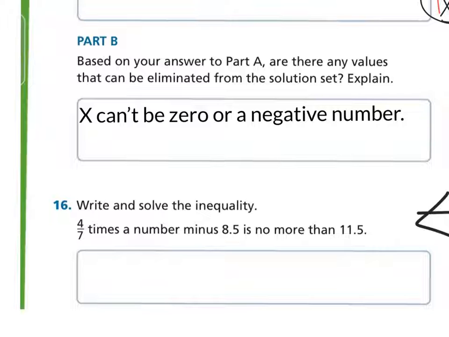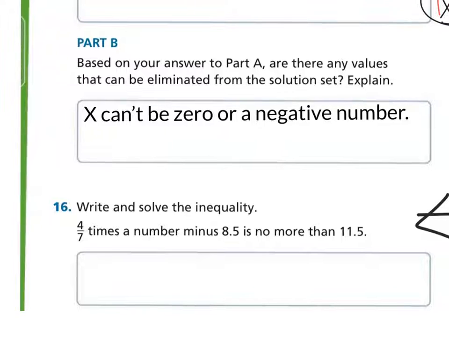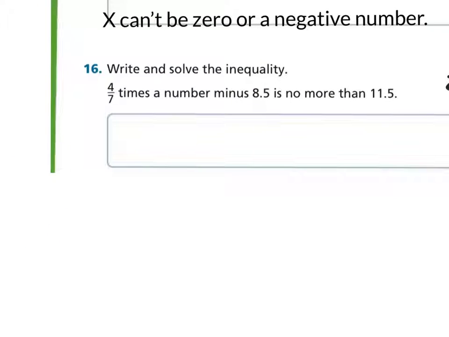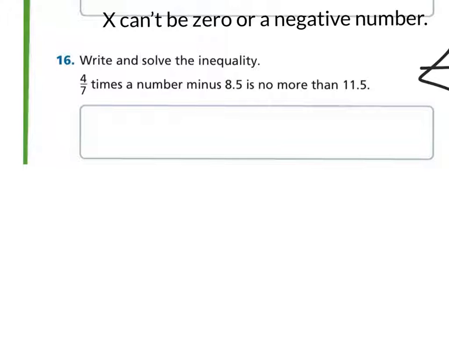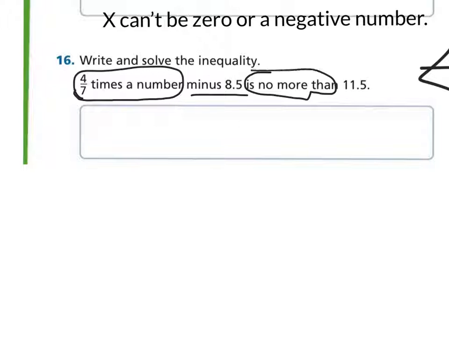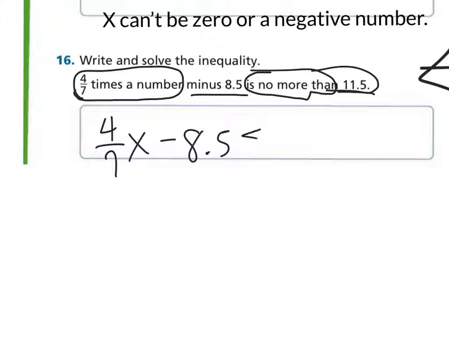And then if we look at part number 16, rather, they want us to write and solve that inequality. So here we are without boxes. 4/7 times a number minus 8.5 is no more than 11.5. So 4/7 times a number, so 4/7 x, or if you want to use a different letter, minus 8.5 is no more than, means less than or equal to 11.5. So that'd be our inequality to start with.